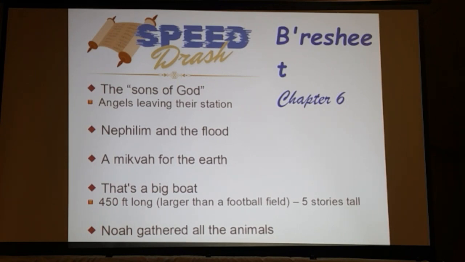Anybody who didn't know how big the ark was: larger than a football field and five stories tall, y'all.